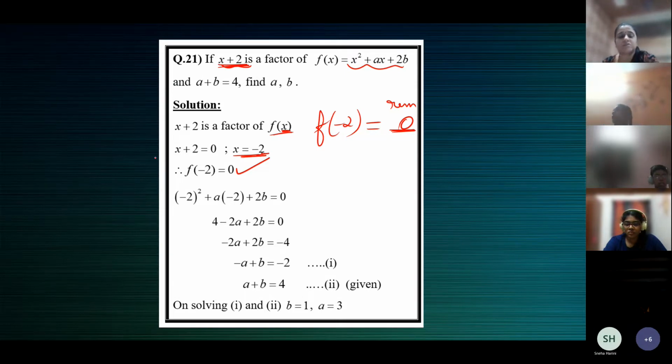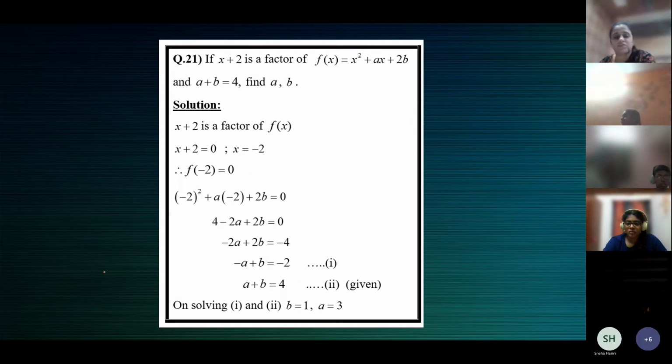So now how do you continue? F of minus 2 means in the polynomial, in place of x, we'll have to use -2. So it will be -2 the whole square plus a into -2 plus 2b. -2 square plus a into -2 plus 2b is equal to 0.